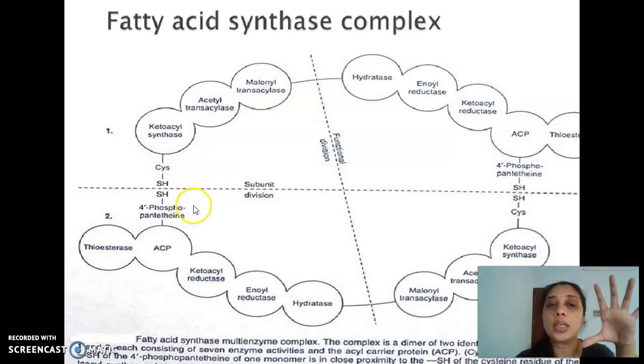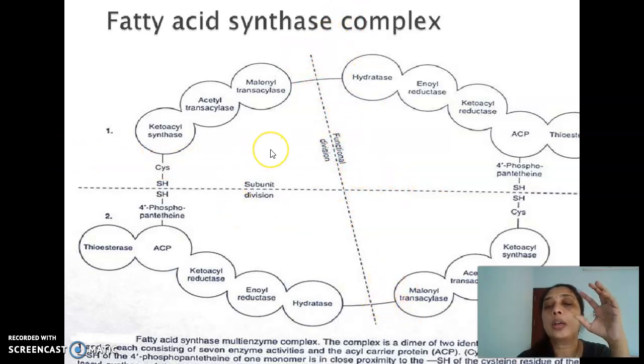Okay, so now you understand that this is the structural division of the two complexes. That is, this is monomer 1 and this is monomer 2. But the functional aspect is different. This is the functional aspect. That is, E1, E2, E3 of one monomer will be reacting with E4, E5, E6, E7 of the other monomer. So this is the functional division of the fatty acid synthase complex. So even though this is the structural organization, the functional organization is entirely different.